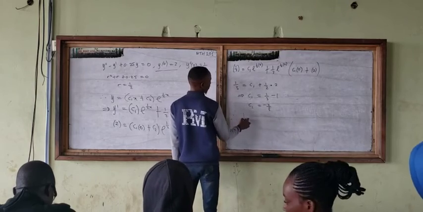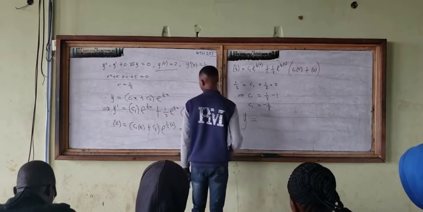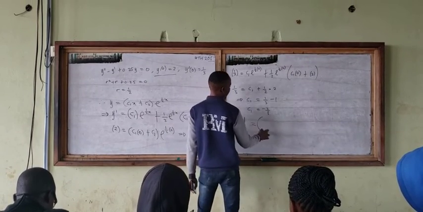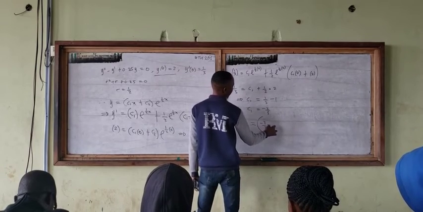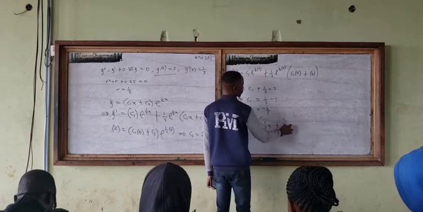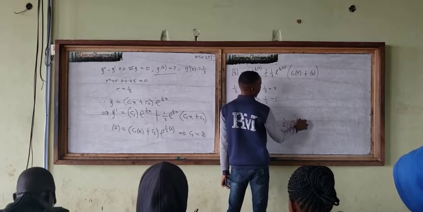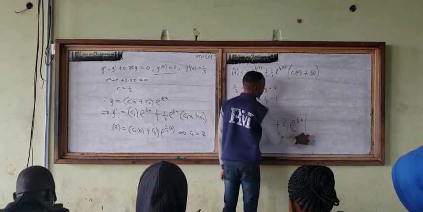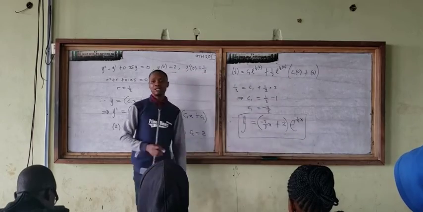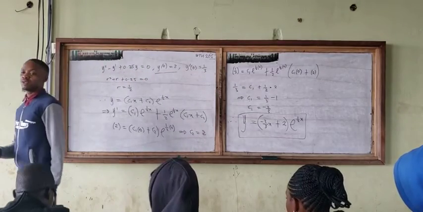Therefore, our particular solution will be what? y equals (C1 x, that's minus 2 over 3 x, plus C2, that's 2) times e raised to power 1 over 2 x. That's our particular solution. So it's as simple as that. You just get your values of C1 and C2.